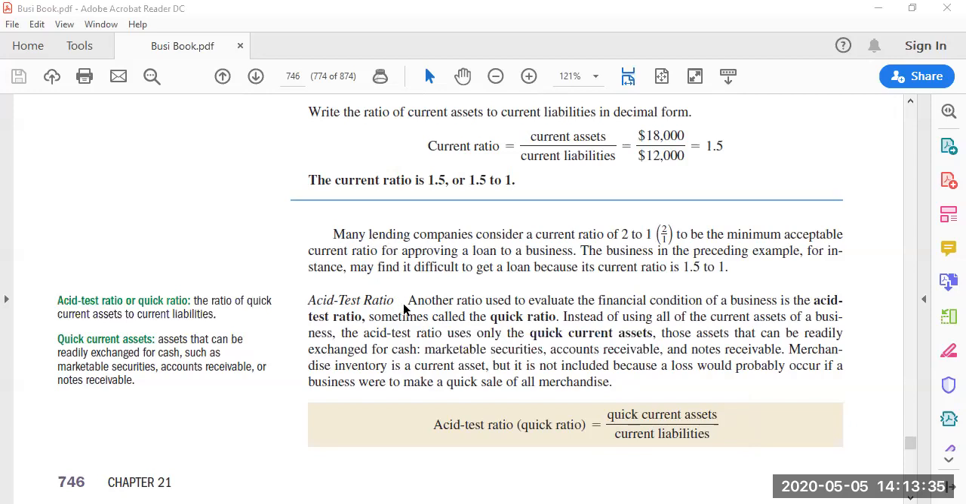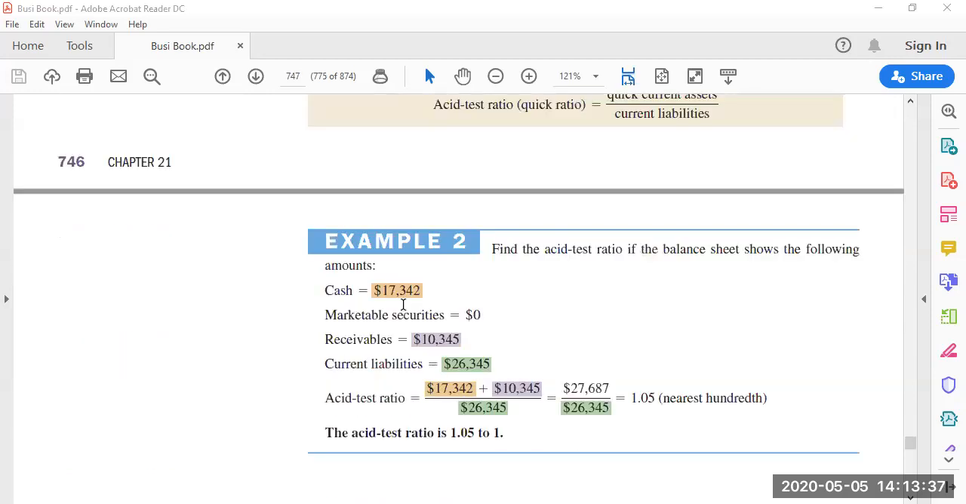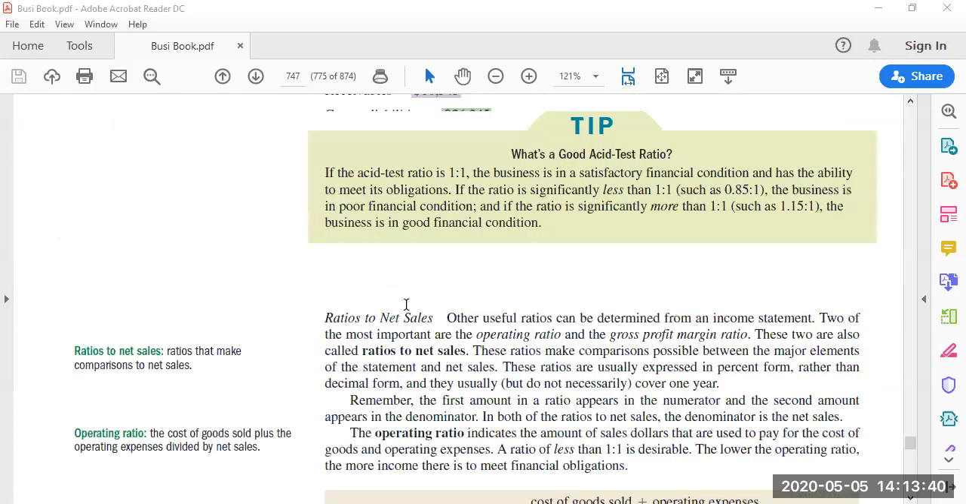Another ratio now would be the ratios that are to net sales. Other useful ratios can be determined from the income statement. The previous ratios that we just spoke about dealt with assets and liabilities. Assets and liabilities are shown on the balance sheet. Now, we are going to use items on our income statement to also help us find some ratios that are useful in determining the financial position of a company.